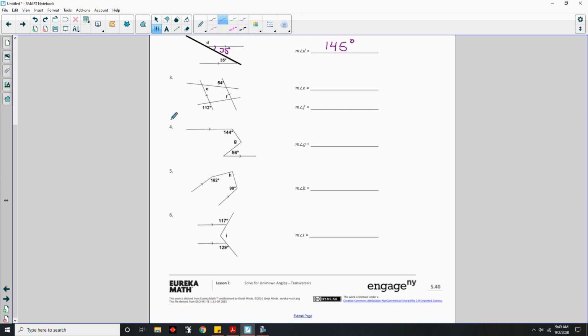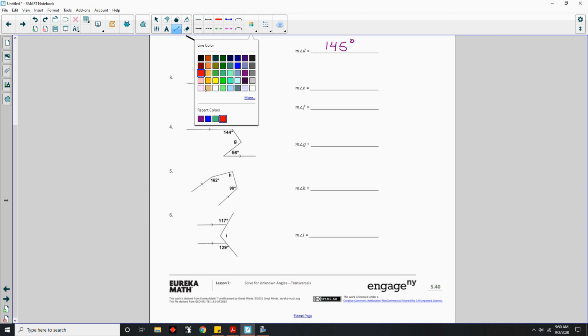Moving along. Number 3. Alright. 2 parallel lines. Be careful though, we have 2 transversals. Okay? So you can't say that this angle and this angle correspond. They're not the parallel lines, so be careful. This is a trick. So 54 here, this is, E is 54, because this is my transversal. So it's always a good idea to label your transversal. So let's do that. So here's my transversal.